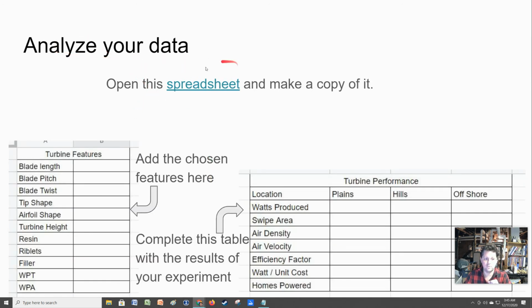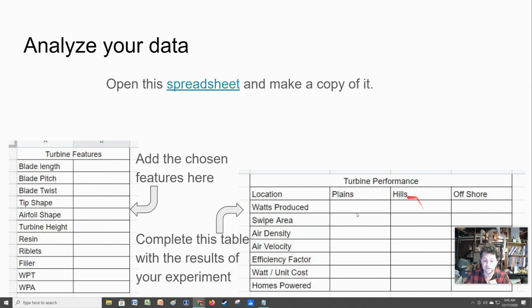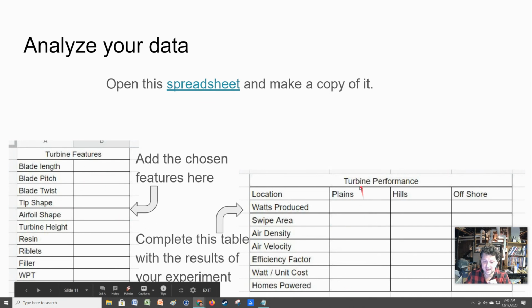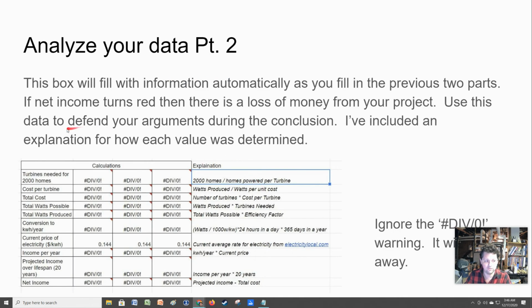To analyze your data, open the spreadsheet that's attached to this link and make a copy of it. Add your chosen features here. All the pieces of your blades. What did you make them into? Like what length did you choose? What pitch did you take? Over here, input the data that you gathered for your plains, hills, and offshore data information. Now, this information is going to be the same for every team member, okay? And that's where it's going to stop, okay? Over here, this box will fill in with information automatically.